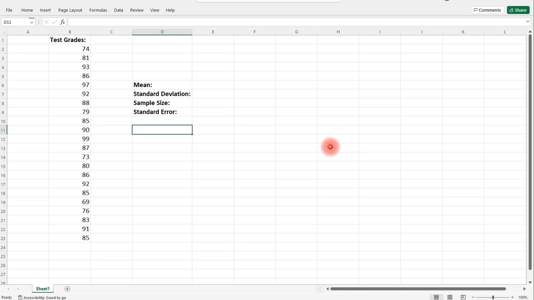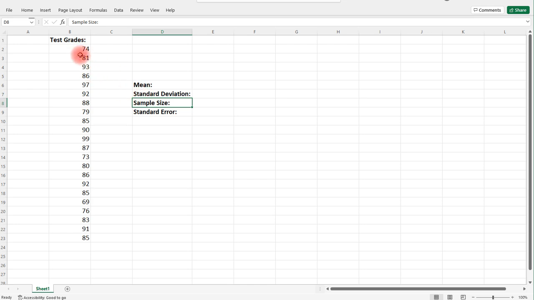In this lesson, we're going to talk about how to calculate the standard error of the mean. Now, there's a formula for it. The standard error of the mean is equal to the standard deviation divided by the square root of the sample size. So we're going to calculate those two parts first, and then using that, we'll calculate the standard error of the mean.